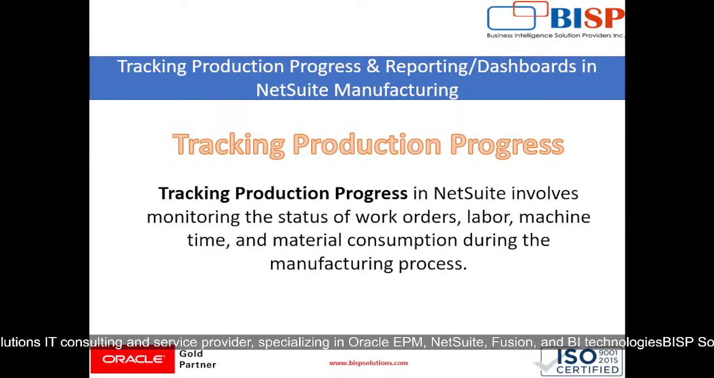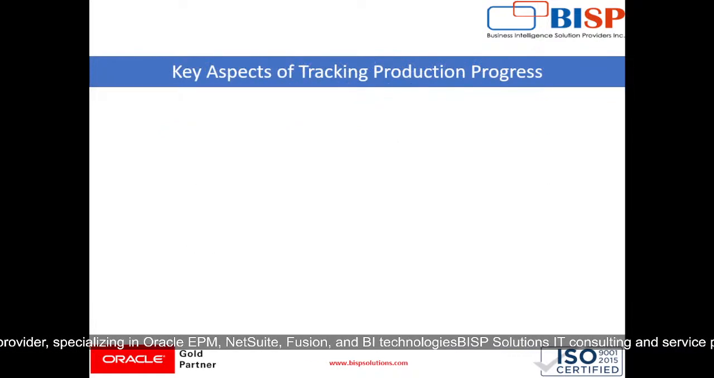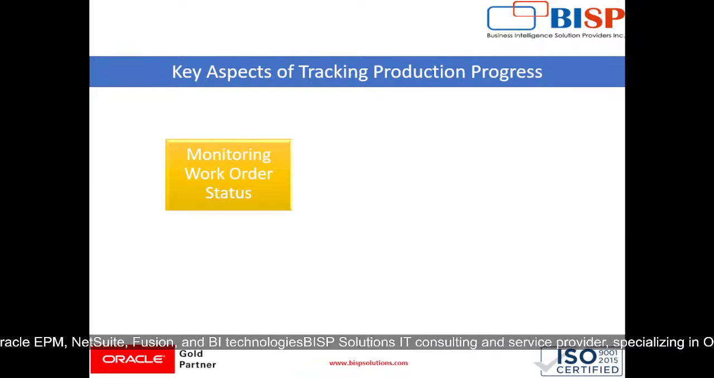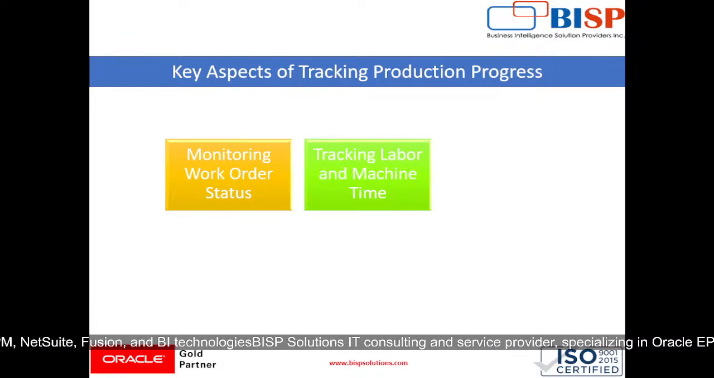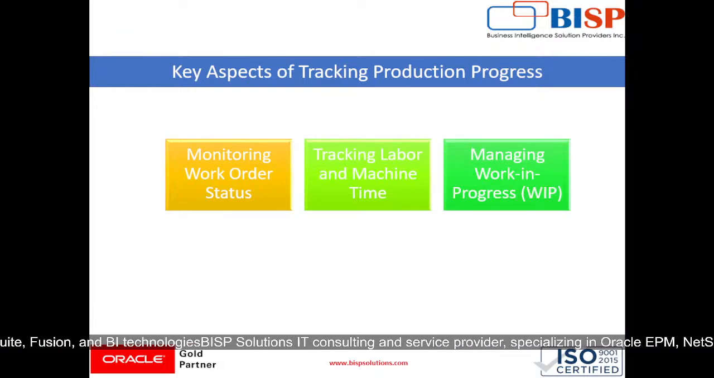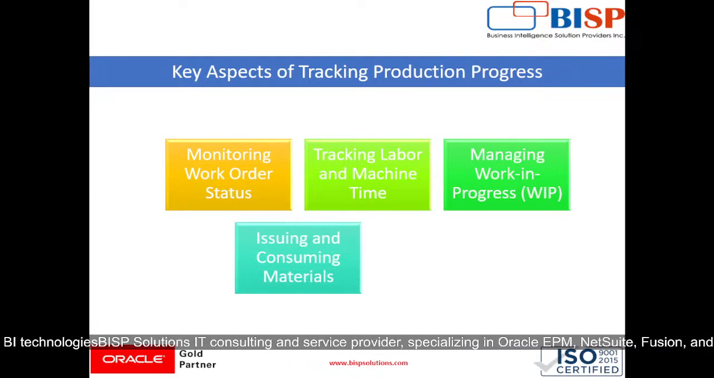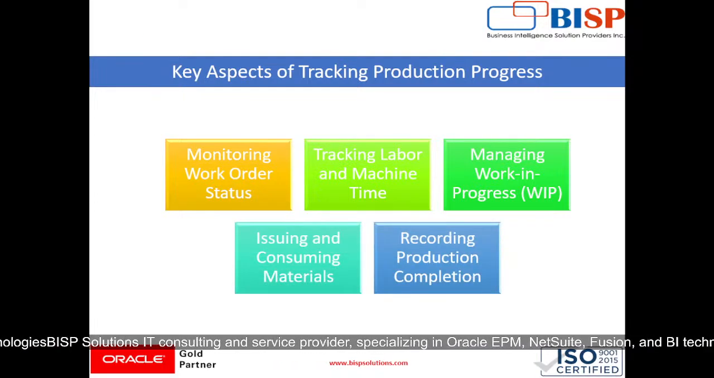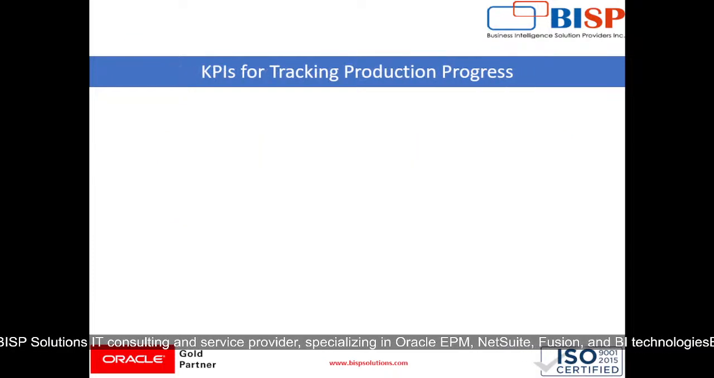In NetSuite, it involves monitoring the status of work orders, labor, machine time, and material consumption during the manufacturing process. The key aspects of tracking production progress are to monitor work order status, track labor and machine time, manage work in progress, which is WIP, issue and consume materials, and record production completion.